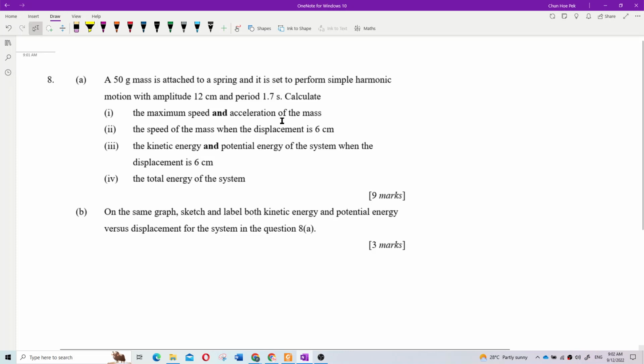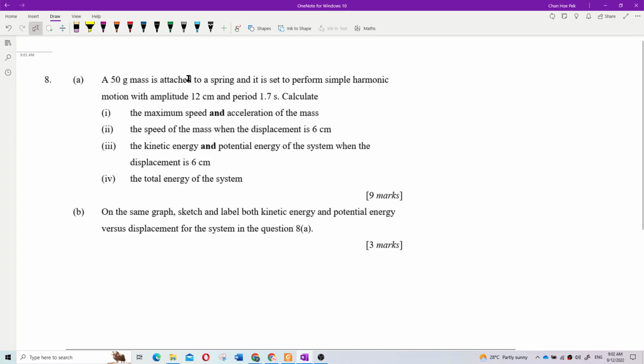All right. So a 50-gram mass is attached to a spring and it is set to perform simple harmonic motion with amplitude and period. Everything is given: find the maximum speed and acceleration. Actually this is also an easy question. We have the mass and the amplitude, A, but be careful of the units. Gram, centimeter, all this you must change. And then the period. This is about simple harmonic motion, SHM.